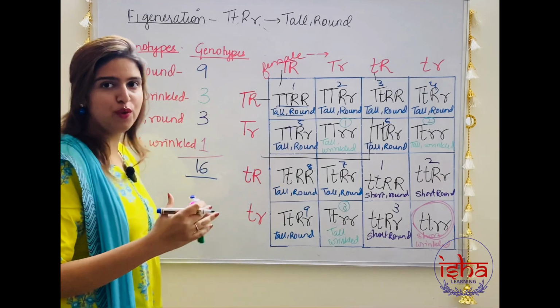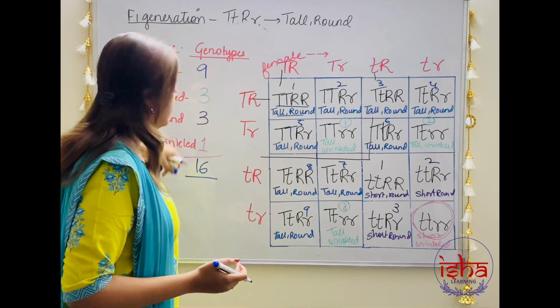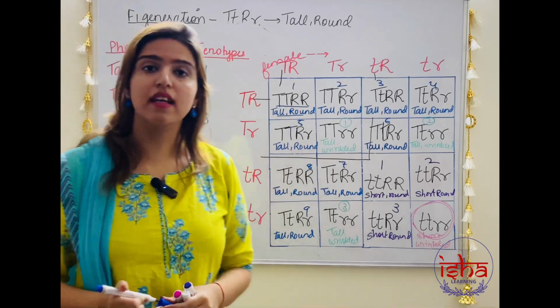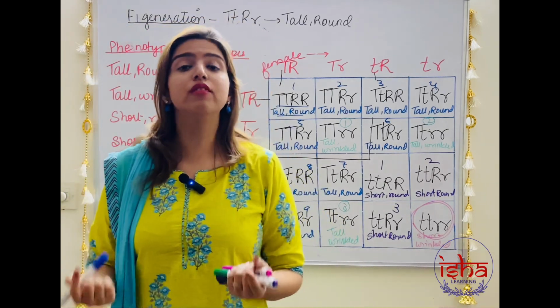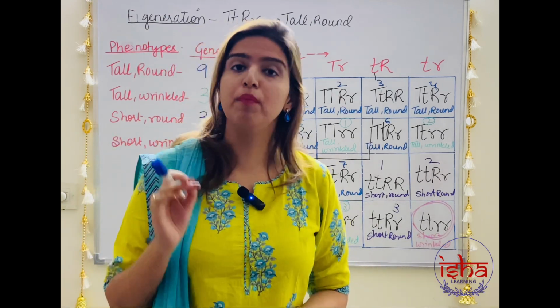So, whatever the phenotype, the number of plants has to remain the same. So, 9, 3 plus 3 plus 1, yes, 16. So, my results are correct. This is a good way of verifying whether I have missed out any phenotype or any plant.